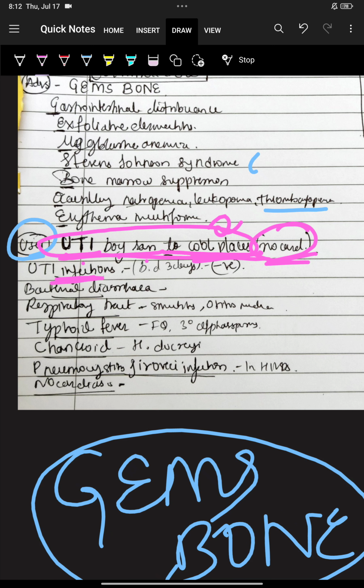UTI: they are used in UTI infections, mostly gram-negative bacteria, twice daily for 3 days. Just remember. Then bacterial diarrhea, like Salmonella and Shigella, you can write. Then respiratory tract infection, mainly Haemophilus influenzae causing sinusitis and otitis media. Then typhoid fever: mostly fluoroquinolones and third generation cephalosporins are used, but for typhoid fever even Cotrimoxazole is used. Then chancroid, which is caused by H. ducreyi, and Pneumocystis jiroveci infections in AIDS patients, so it is used there.